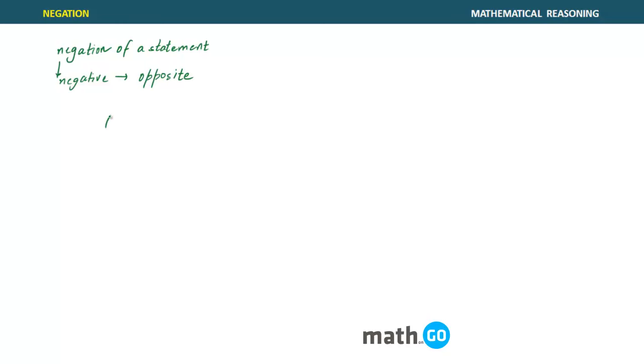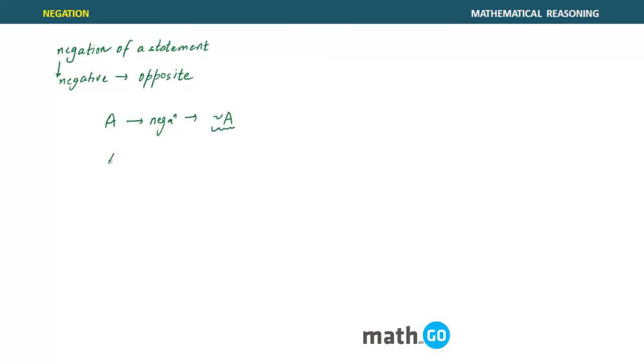So if A is a statement, then how do you express the negation? Mathematically you express this with this sign before A. Remember, we used to say A naught. We do not say A naught in this chapter, we say negation A.